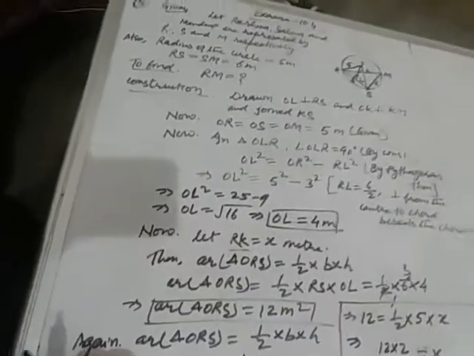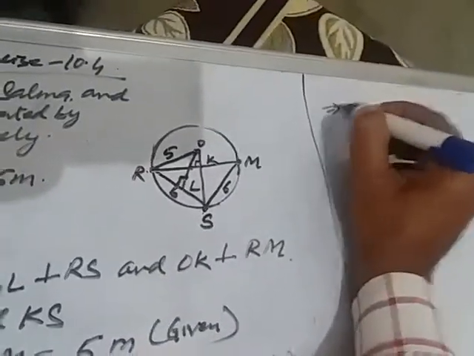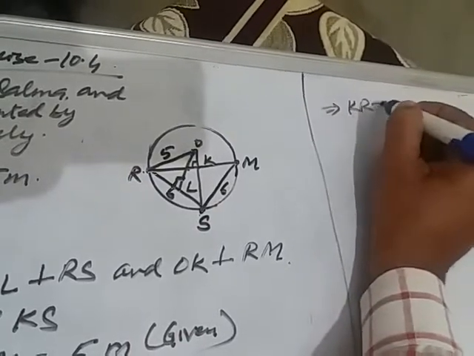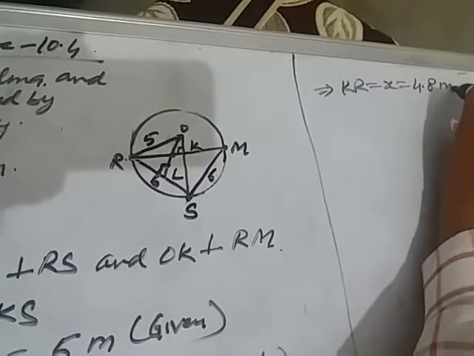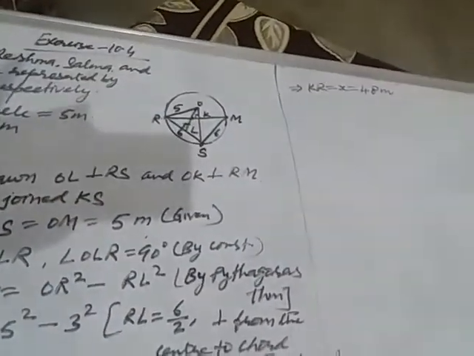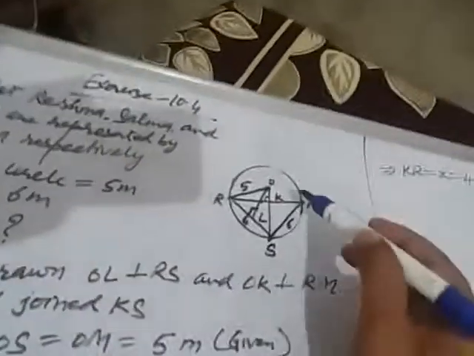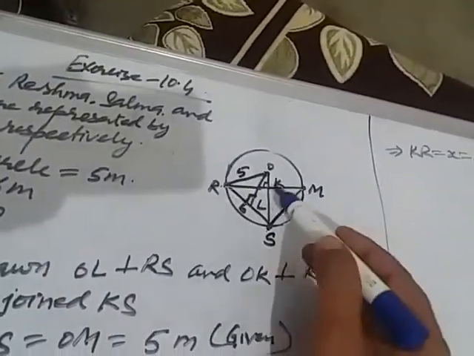So X equal to, what is X? X is nothing but RK. This implies that KR equal to X equal to 4.8 meter. Okay, children. Now let us move to the next part of the board. Now this KR we have found out.